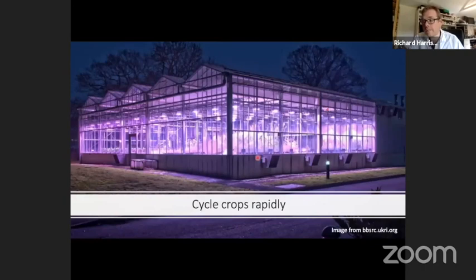And of course, we can do this faster than ever before. So there is a thing in the genetics world called speed breeding. All it really means is going from seed to seed as fast as you possibly can.